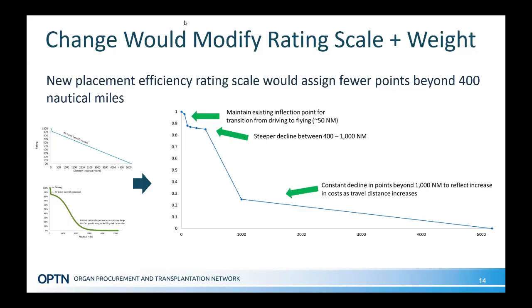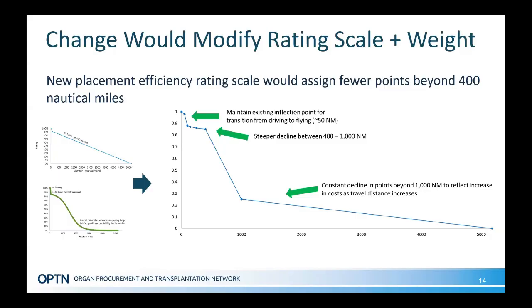Now, for the purpose of these simulations and for the intended allocation change, we actually combined the 2 rating scales into one. And you can see that example on the right. So this is one of the 3 rating scales that we looked at that had a relatively high preference for local donors within 400 nautical miles, but then a very steep drop off between 400 to 1,000, and then it leveled off again. So this rating scale would be applied to the entire points that would be allocated to placement efficiency.